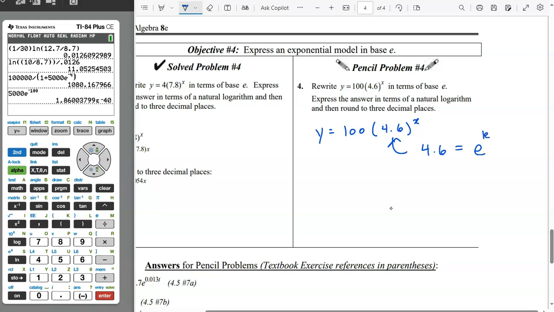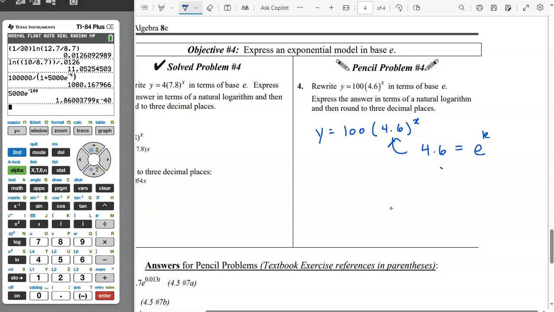I will write k, because always the other functions with base e, they were going e to the kt. This time we have x instead of t, but it's no different. x is the independent variable. k is this coefficient that is going to be interpreted like a growth rate. Okay, so if 4.6, we're going to write it as e raised to some power, and then that itself will be raised to x, and so the x will just multiply this one. We'll use exponent properties.